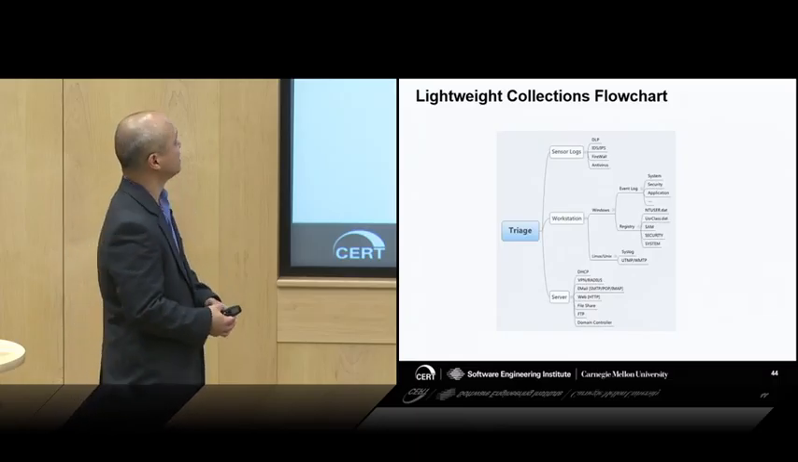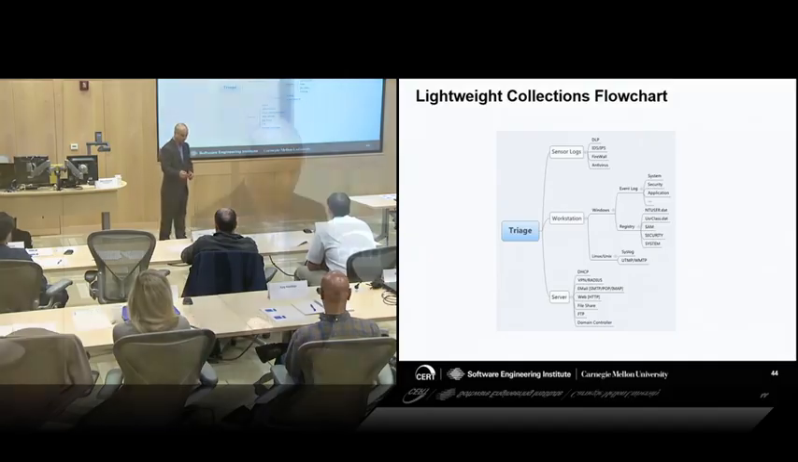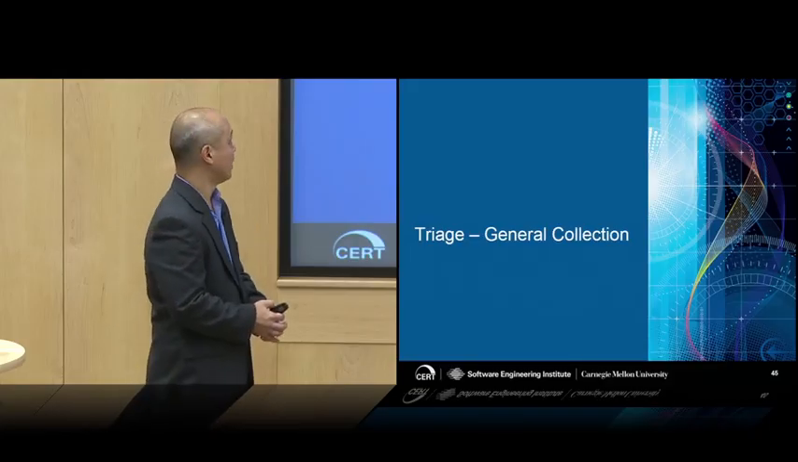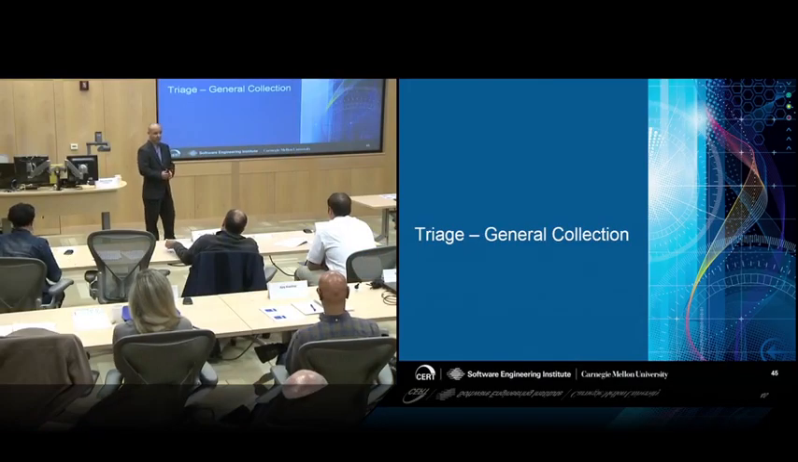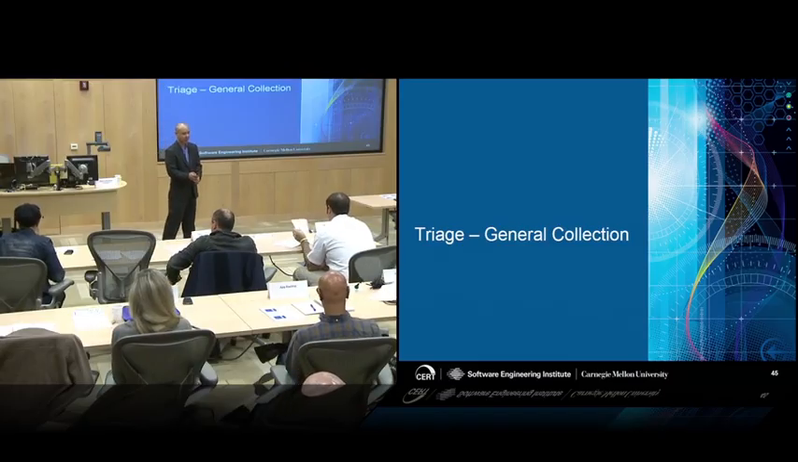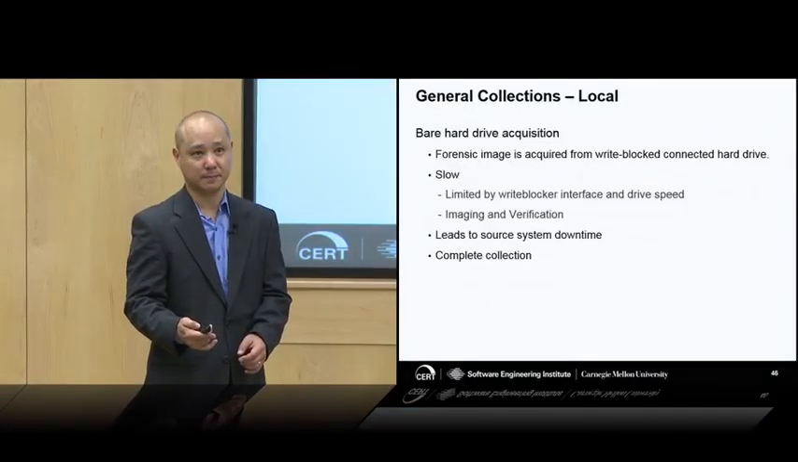So here's just a basic flow chart for triaging based on those logs and what information is available on the workstations and servers. Okay, and then we'll move on to triage in the general collection, because the lightweight approach, like I said, minimizes impact, but at some point you're going to have to go into the general collection and really go after your targets.